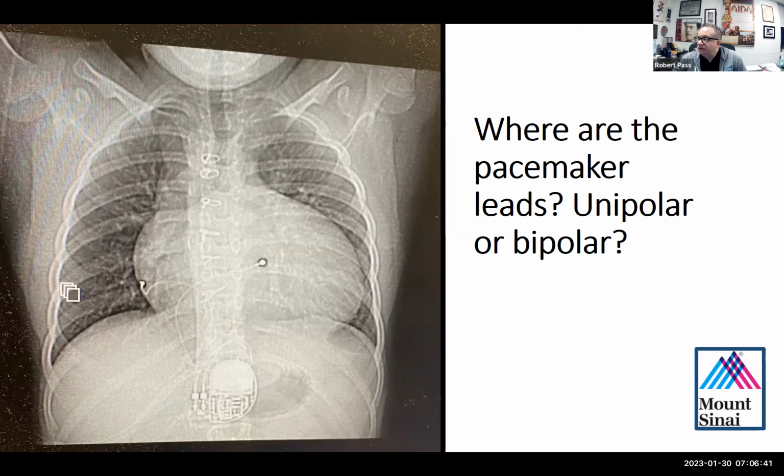All right. Question is, this is actually a scout film from a CT scan, which is why it looks so strange. And the question is, where are the pacemaker leads, and are these uni or bipolar leads? Obviously, they are epicardial leads, and we'll start with this lead over here on the patient's right side, and then the left-sided lead. So why don't we ask Dr. Zawani what he thinks?